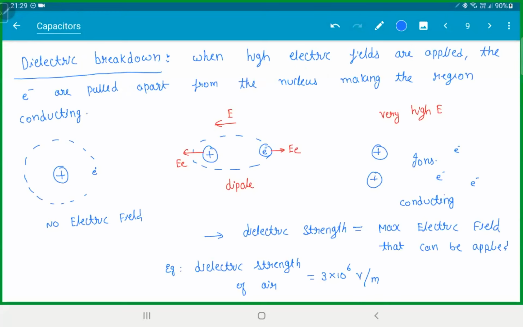Yeah, air means air only. Atmosphere's air, oxygen, and all that stuff.